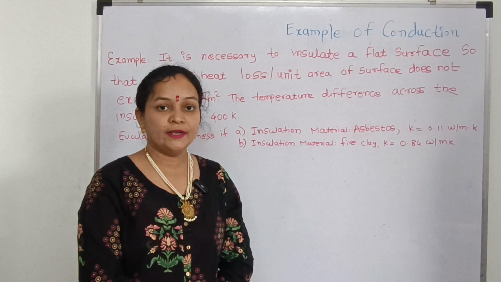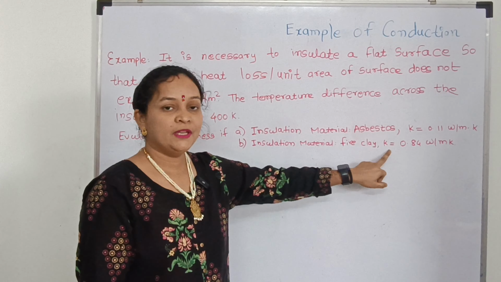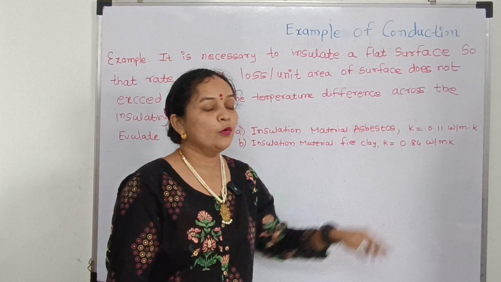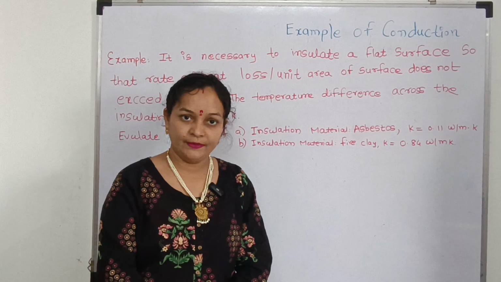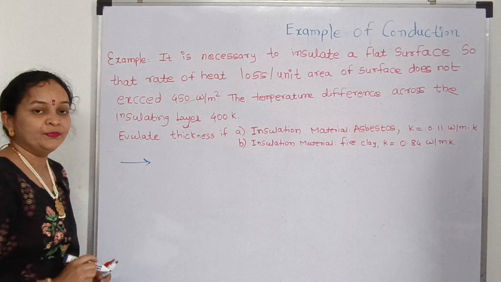The next insulating material is fire clay. At that time K is equal to 0.84 watt per meter Kelvin. Right, so let us start this particular type of numerical.